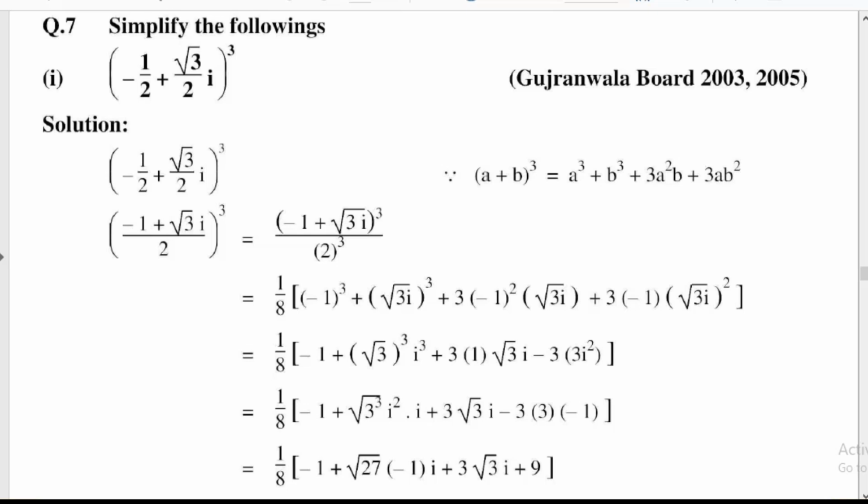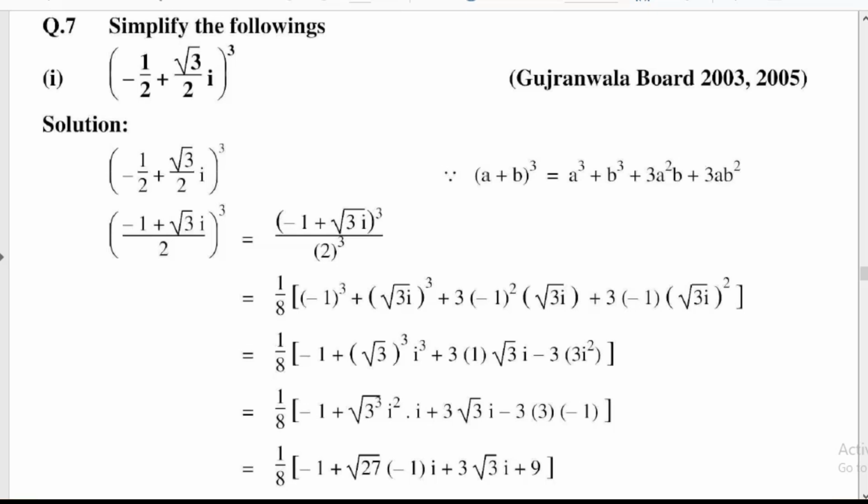In this lecture, I will solve chapter number 1, Number System, exercise 1.3, question number 7, which is most relevant from the paper's point of view. So let's start. Simplify the following. Part number 1: (-1/2 + √3/2 i) whole power 3.